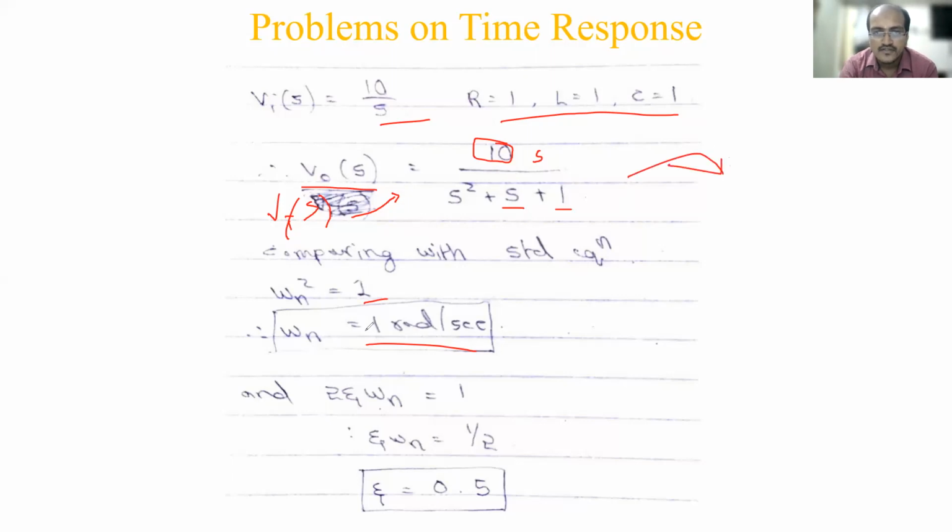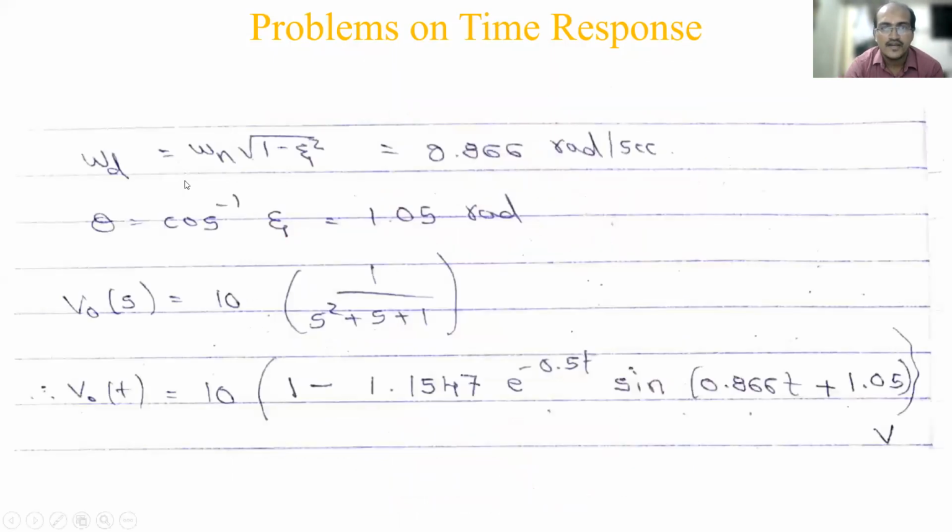Then comparing, you got omega n is 1 and 2 zeta omega n is 1. So zeta omega n is 1 by 2 and omega n is 1, that's why zeta value will come 0.5. There is no unit for zeta, whereas omega n has the unit radian per second. Next you have the output response. So omega d and theta: you calculate omega n square root of 1 minus zeta square. You'll get 0.866 radian per second, and theta is cos inverse zeta, 1.05 radian.